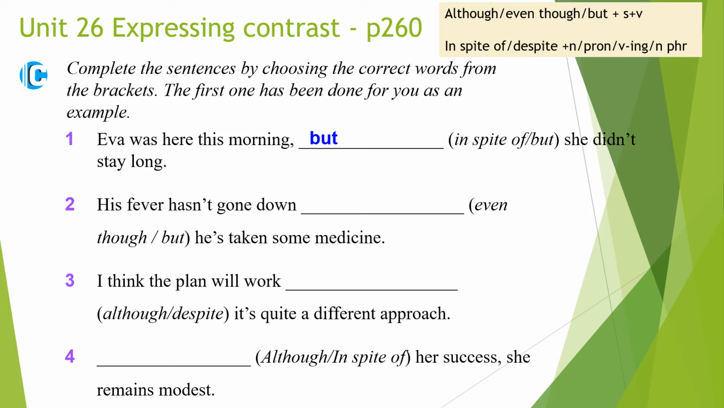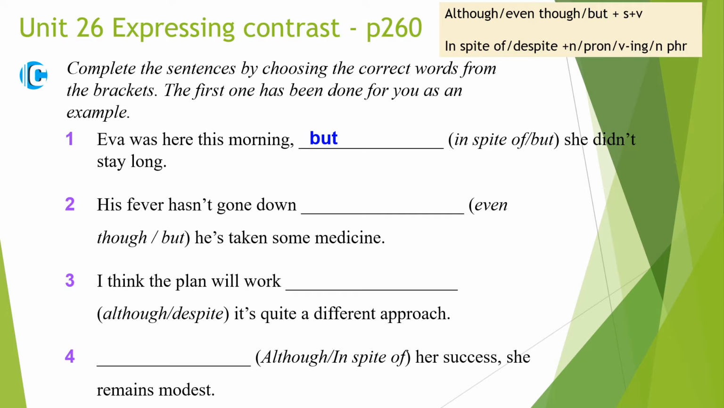Okay, since we have learned so many connectives or conjunctions about expressing contrast, let's see if you understand the usage of it, how to apply it to the real situation. You can find this exercise in your grammar book on page 260. So let's try part C first. Try the easy ones to see if you understand the differences between those connectives.